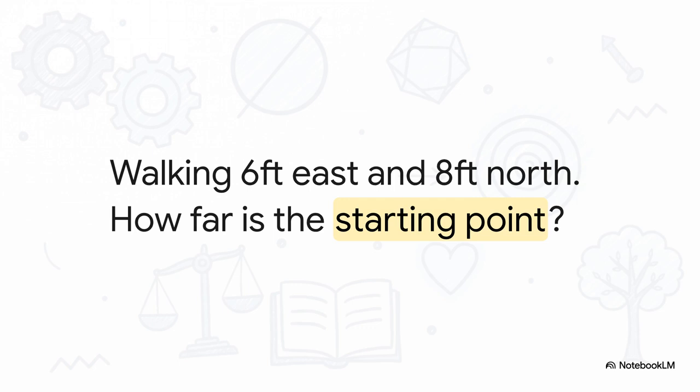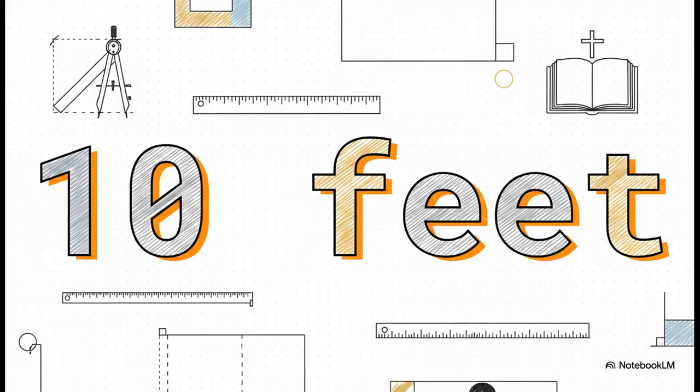Well, applying our theorem, we just square our legs. 6 squared is 36. 8 squared is 64. 36 plus 64 equals a nice neat 100. Then, take the square root of 100, and that gives us our exact diagonal distance. Which is exactly 10 feet. You are precisely 10 feet from where you started. No tape measure required, no eyeballing, just pure, structured truth.